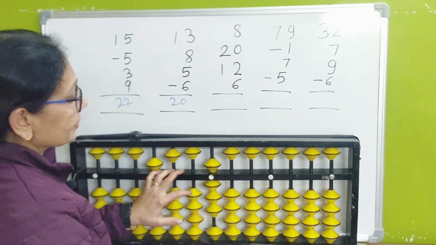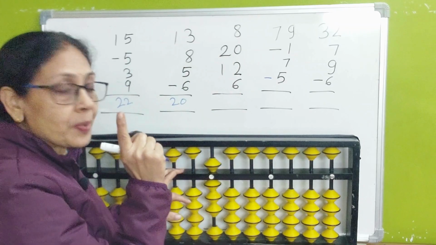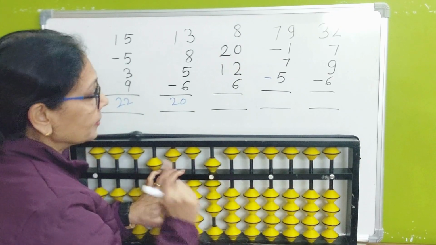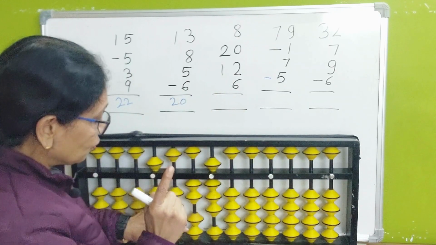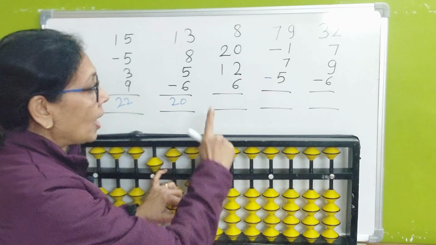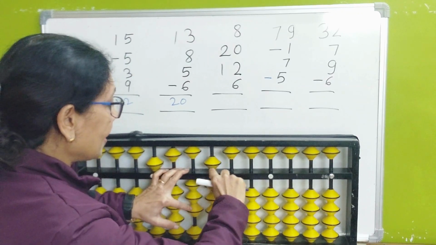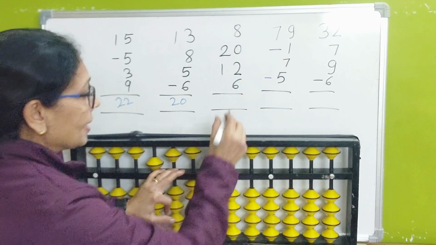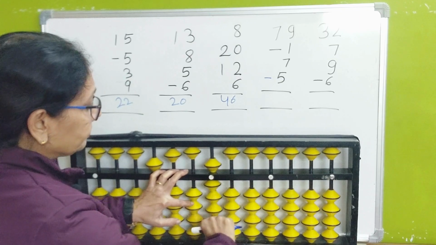Next question, 8, 20. See, 20: 2, 0. 2 is at the tens place, and this 0 is at the ones place. So no need to add here at the ones rod. 12. So 1 is at the tens rod. So 12: 1 and 2, you have to add at the ones rod. How to add 2? Friend of 2 is 8. So less 8, add 10. Less 8, add 10. 6. Okay, done. 46.